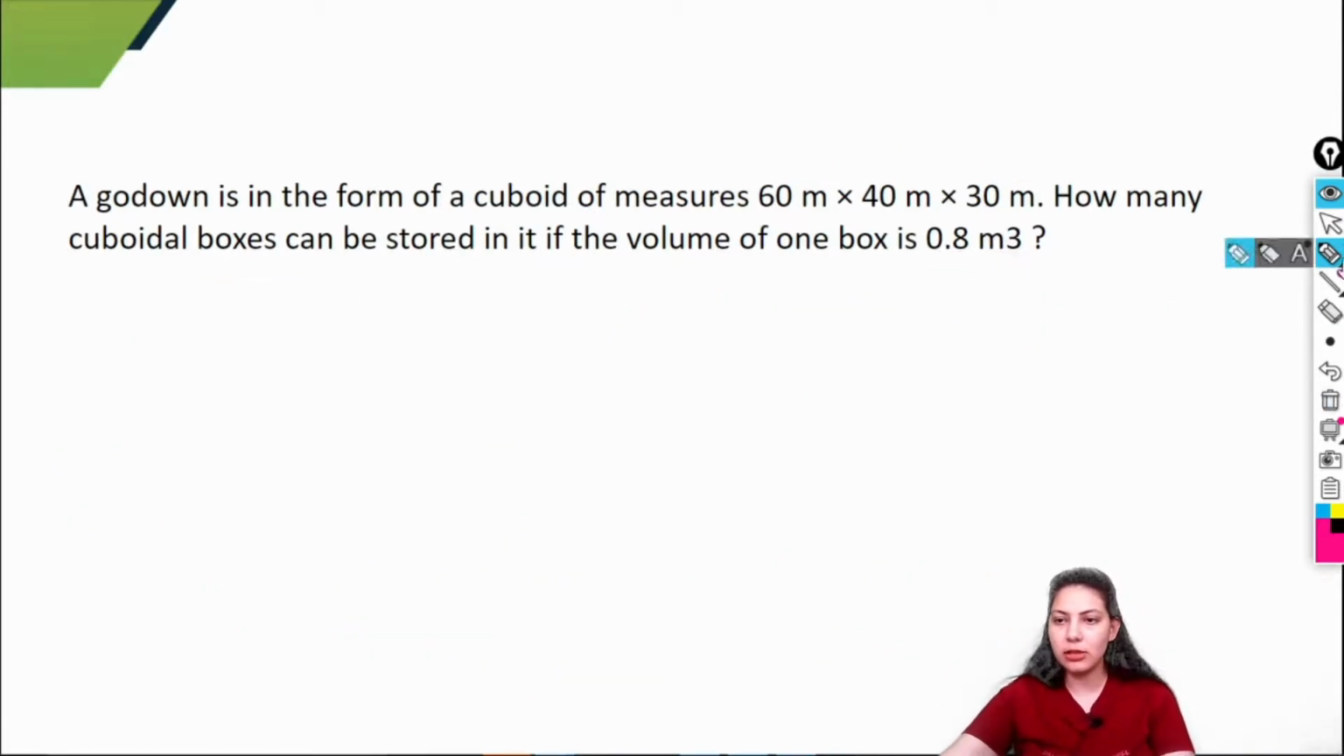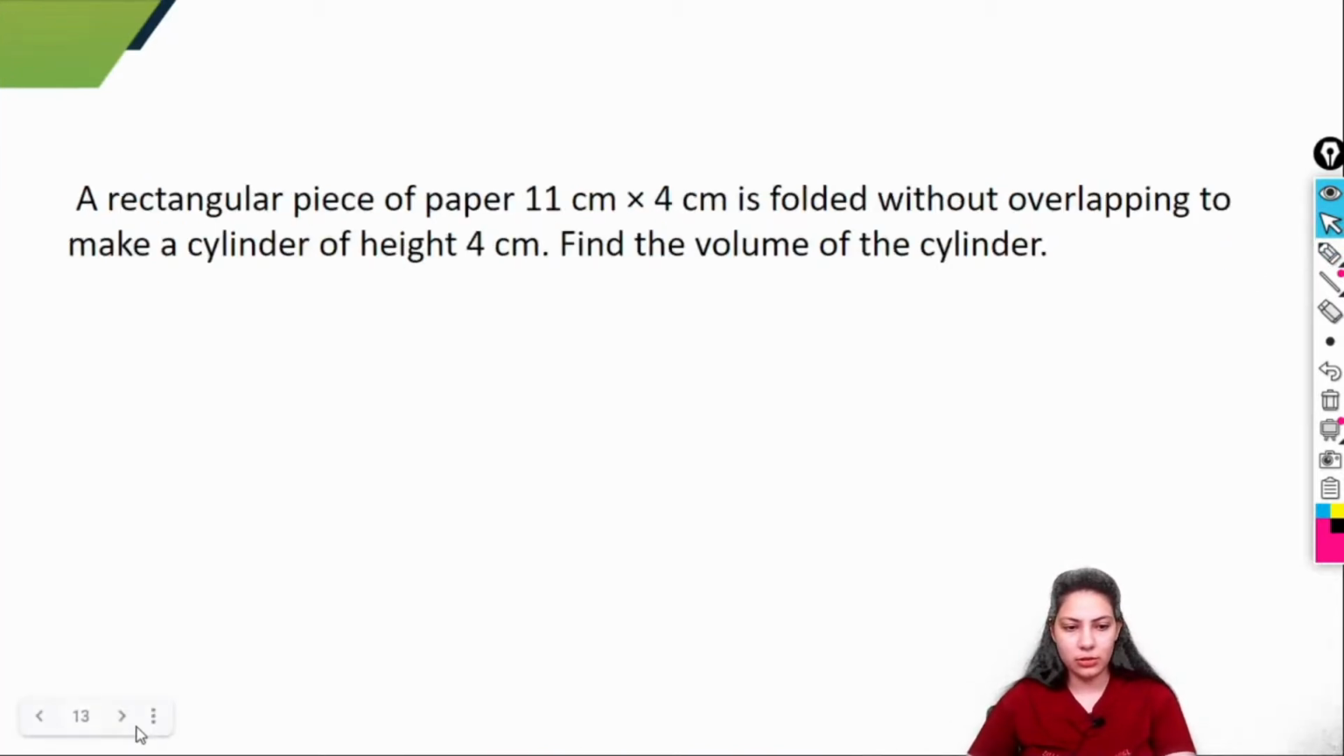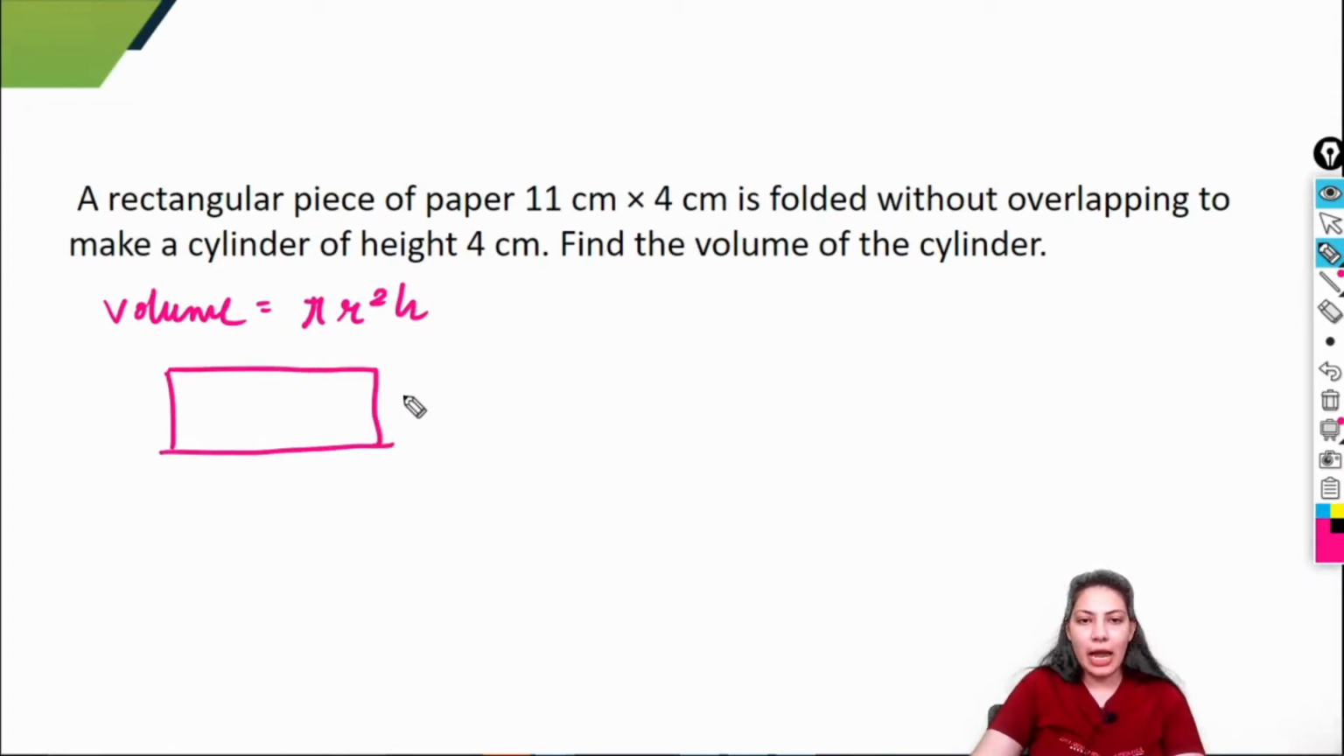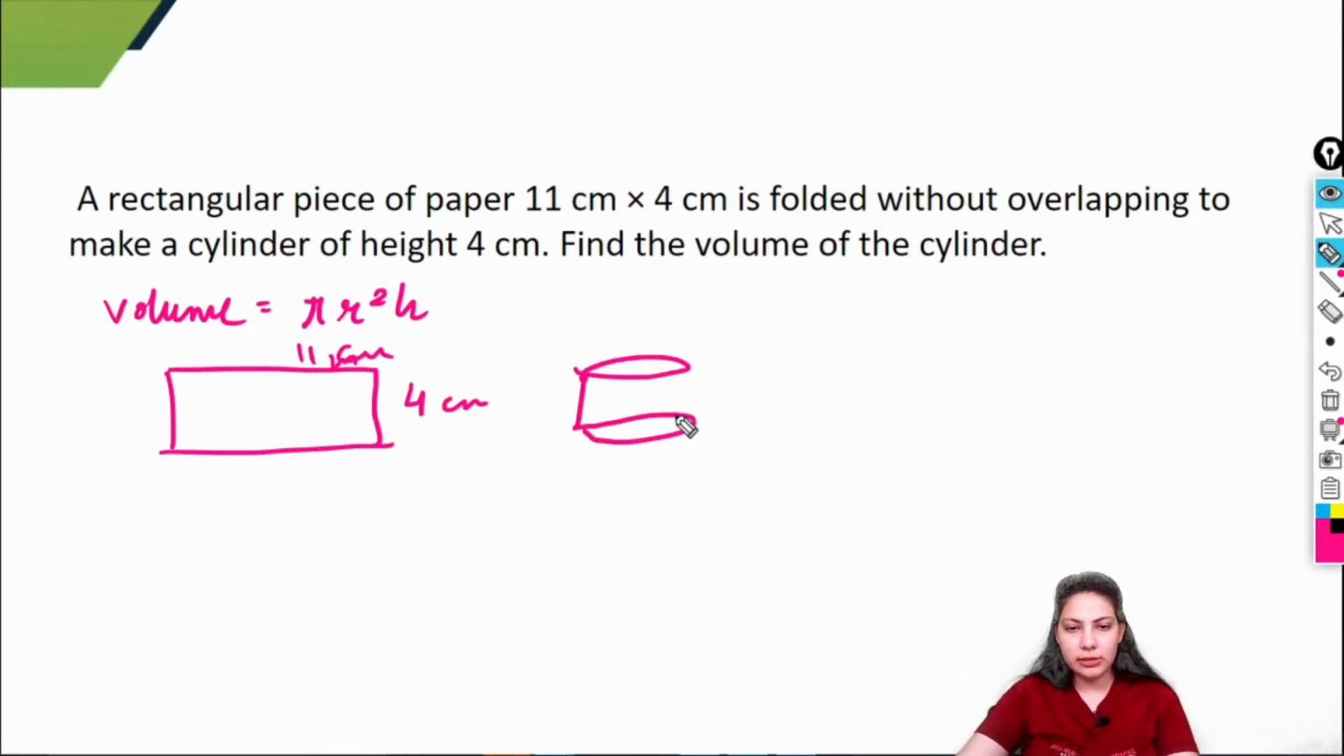So let me erase this and move down to another question. A rectangular piece of paper of this dimension is folded without overlapping to make a cylinder. Find the volume of the cylinder. Now, volume of cylinder is given as pi r square h. We are given a rectangular piece with dimensions 11 and 4 centimeter, and it forms a cylinder without overlapping and with the same height. So we have to calculate it.